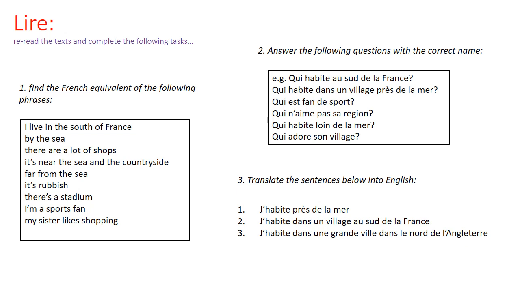Okay, you have to note down the name that answers that question effectively. Okay, qui is who. And then finally, last task then for us here is to translate the below sentences into English. So we've got j'habite près de la mer. We've got j'habite dans un village au sud de la France. And j'habite dans une grande ville dans le nord de l'Angleterre. So we've got some key sentences there for you to translate.